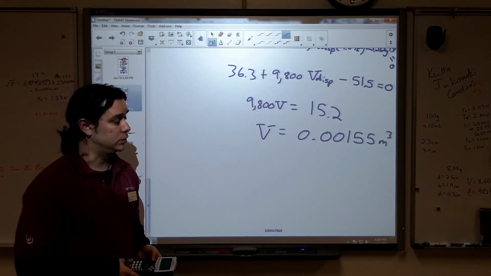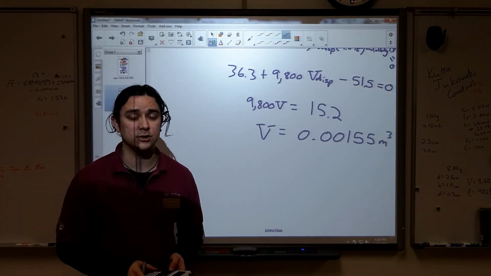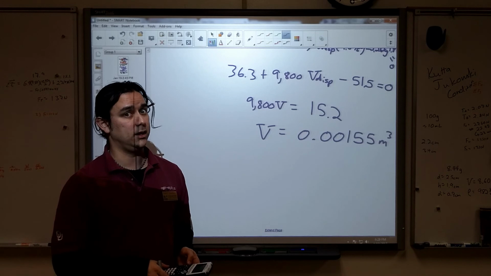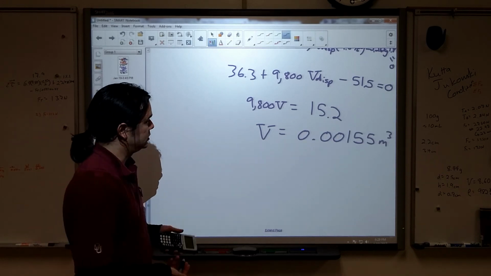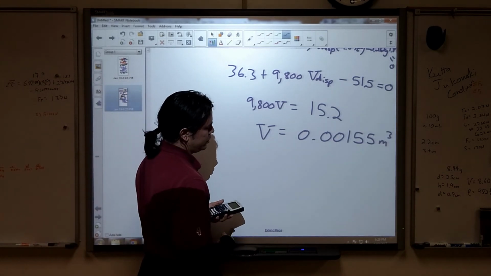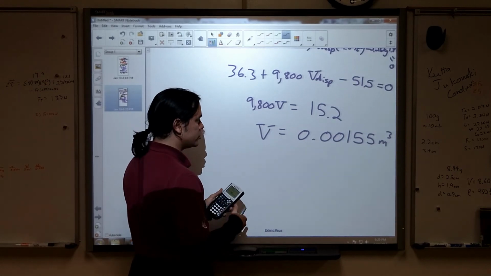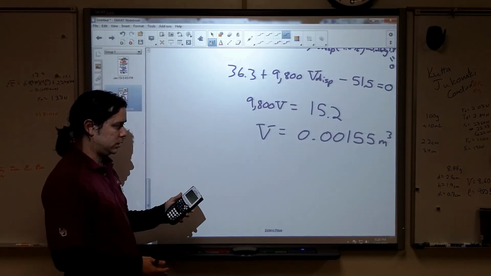cubic meters. It's a small volume, but as we saw in class, 1 cubic meter is a really big amount of space. So this is normal size. It's actually pretty decent size. It's kind of large, but it's not really, really huge.